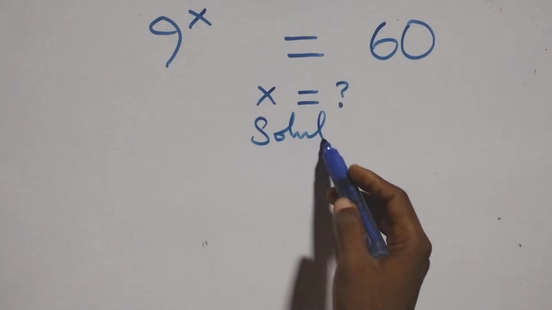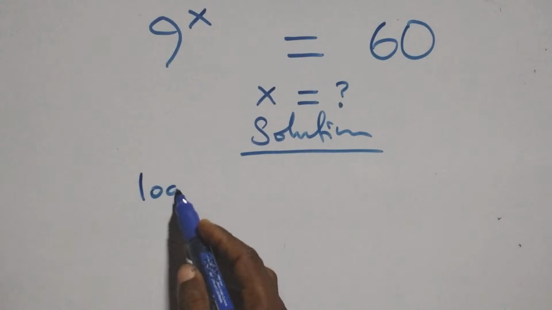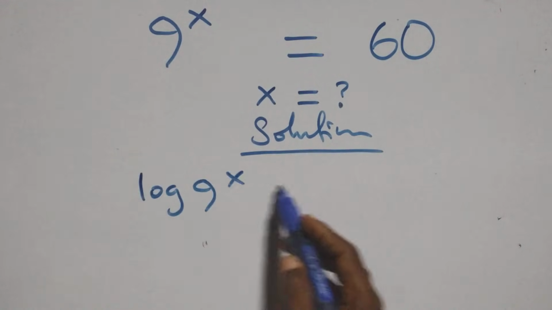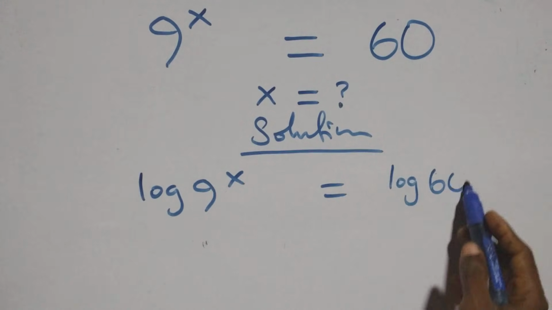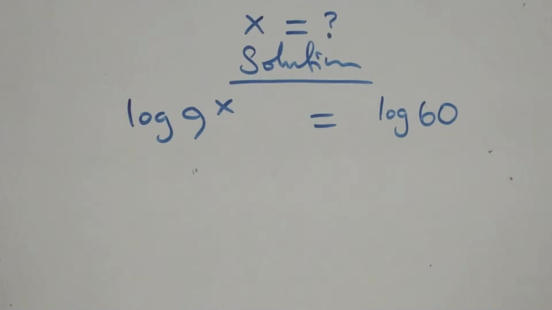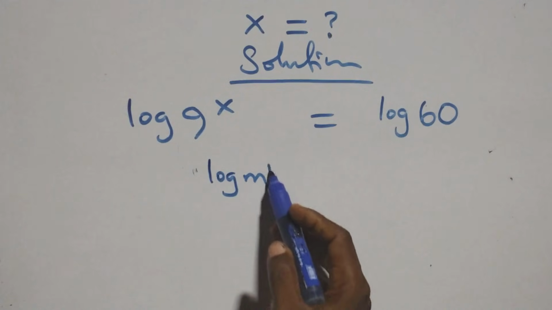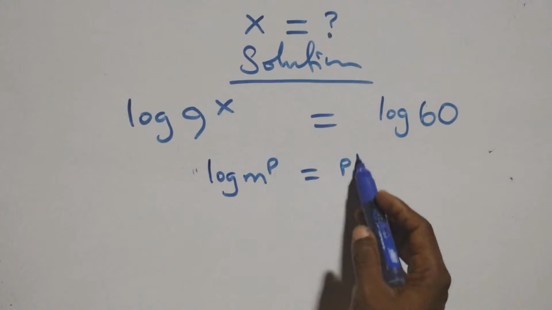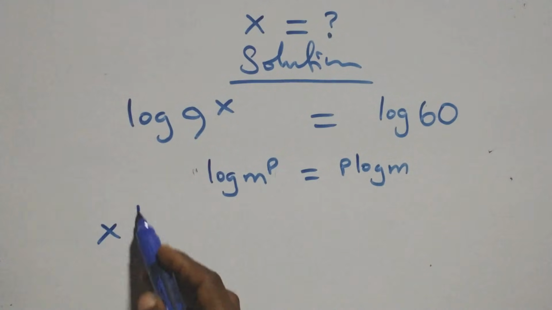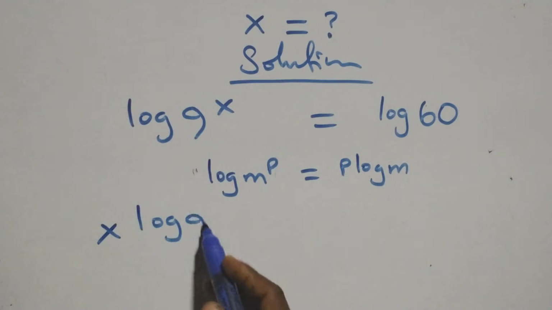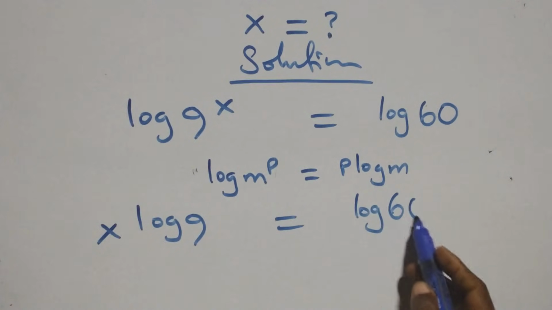Solution from here. What we have here, we take the log on both sides. That is, we have log 9 raised to power x equals to log 60 on this side. The next step here, we apply the power of logarithm. When we have log m raised to power p, this is the same thing as p log m. Here we have x log 9 equals to log 60 on this side.